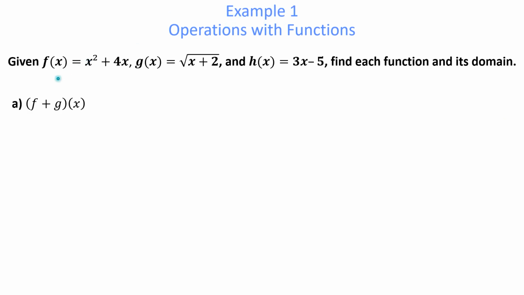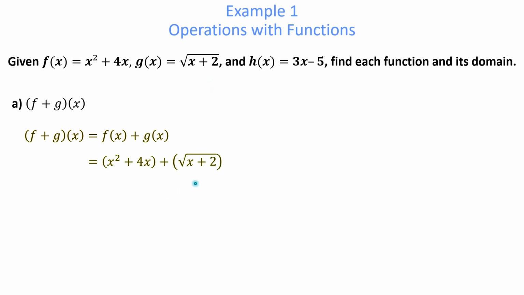Example 1. Given f of x is equal to x squared plus 4x, g of x is equal to the square root of x plus 2, and h of x is equal to 3x minus 5, find each function and its domain. Part A. The sum of f and g of x is equal to f of x plus g of x. Now, f of x and g of x can be replaced with what we have here and what we have here to give us the following.